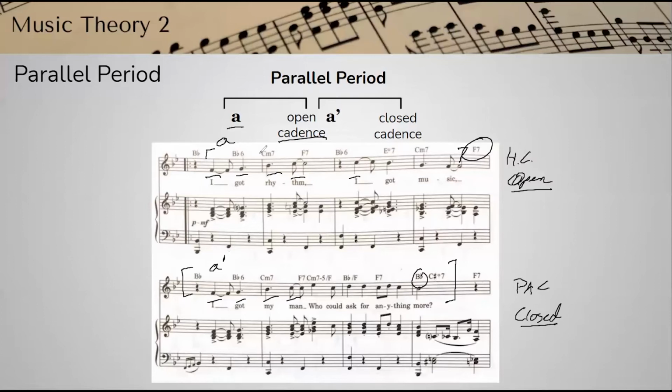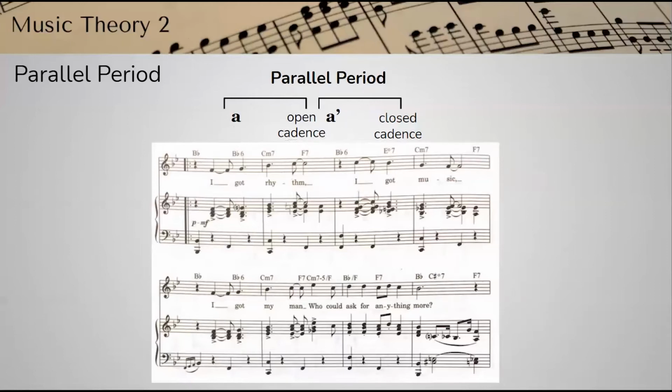So this is exactly what we're talking about. We had an A phrase that ended open. Then we have a similar phrase that ends closed, right? So they're two similar things. One's open, one's closed, and so we call that a parallel period. Okay? So that's the first kind of period, a parallel period.